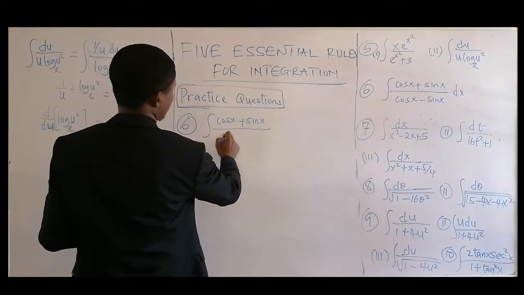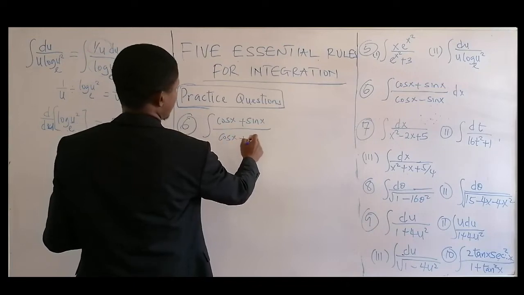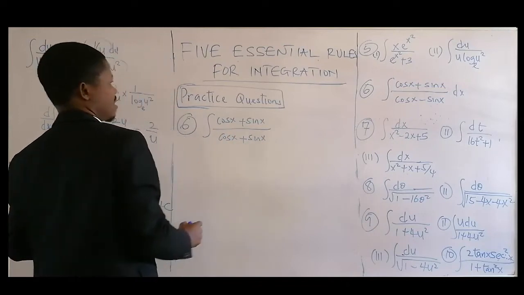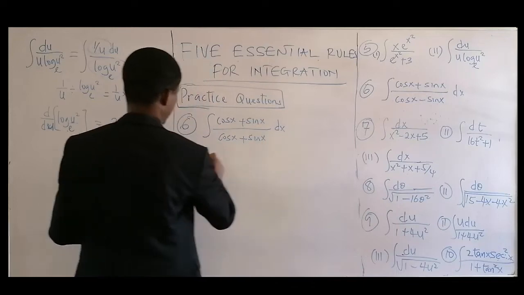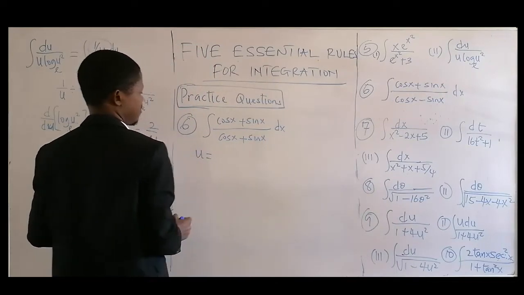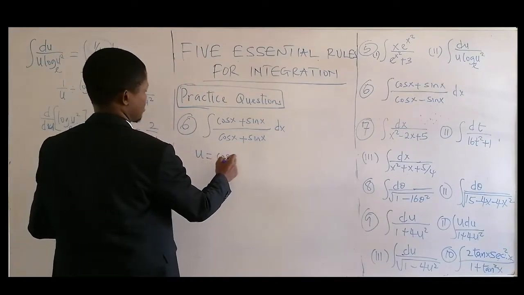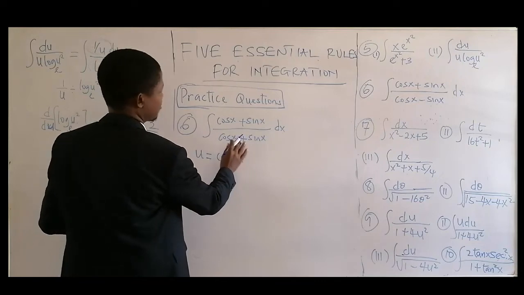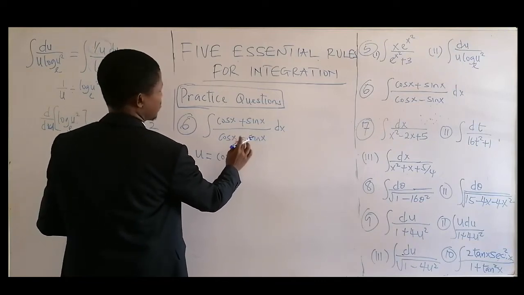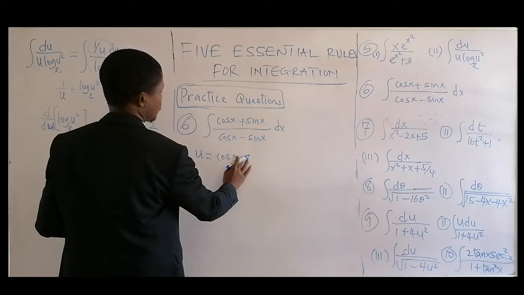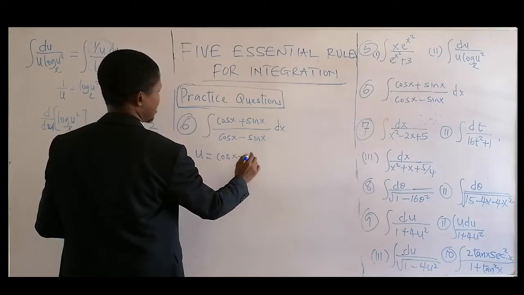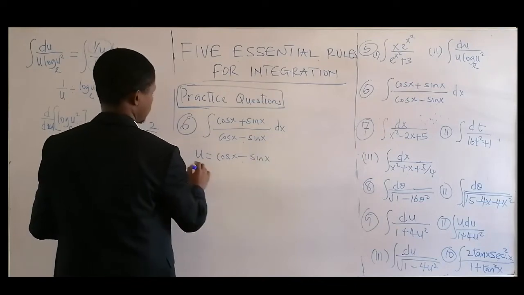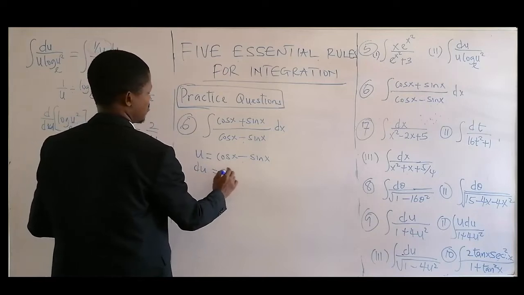Then we go to the next question, which we have cos x all over cos x plus sin x. Okay, can we do something? Can we call the denominator u? That's cos x. This is minus, please. Let's call the denominator u. So the u is equal to what? Minus sin x.